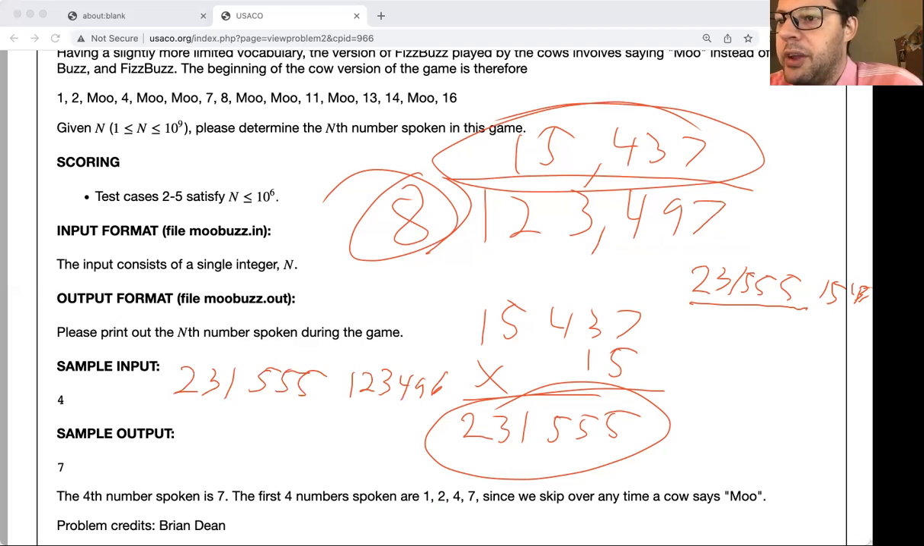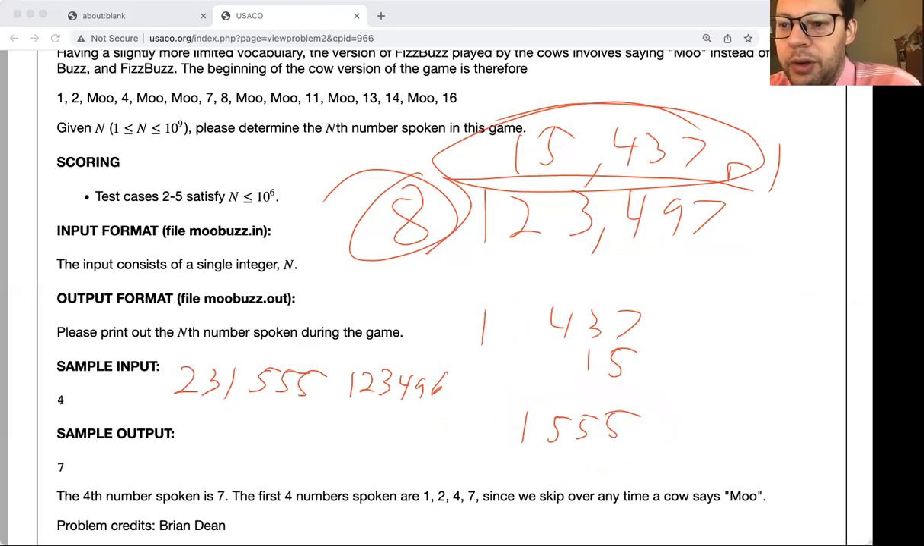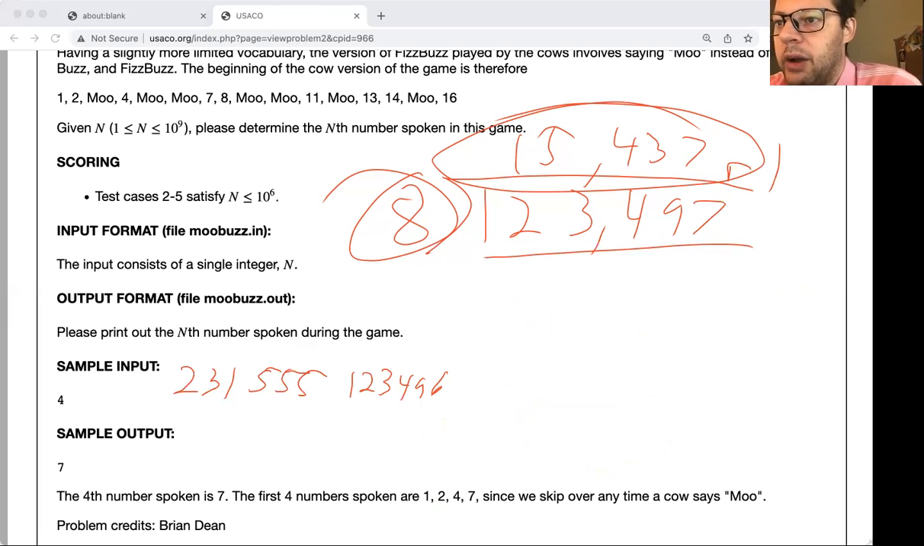If it was the 97th number, then it would be 15,437 with a remainder of 1. Then I would start counting at 231,555, which is my starting point. And the way I got that is I got 123,497. I divided it and rounded down. I multiplied it then by 15. And then I know that I have to do a plus 1 on that because my first number is at 1. This number right here is the 123,496th number.